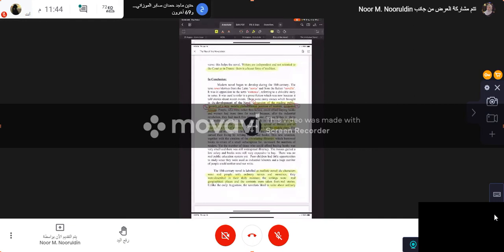This is a new situation, together with the creation of circulating libraries, which lent books in return for a small subscription fee. This increased the number of readers, yet the number of those who could afford buying books was very small, and there was still widespread illiteracy.